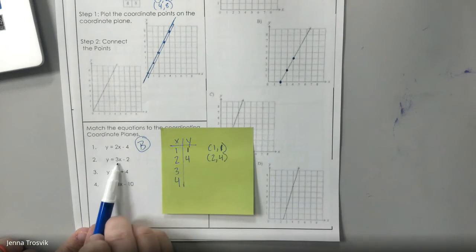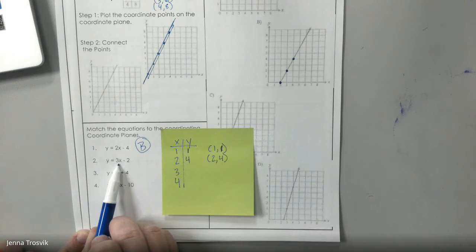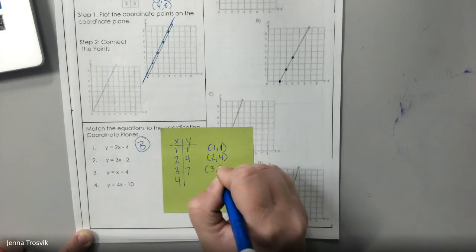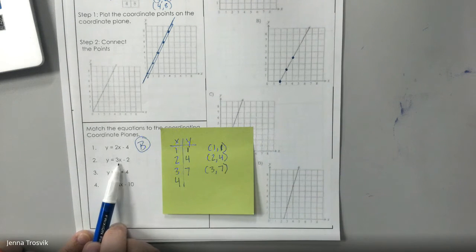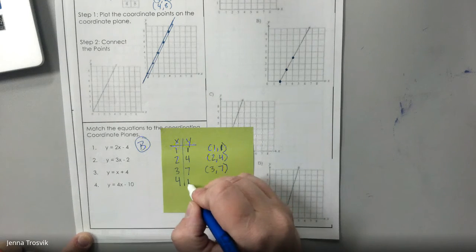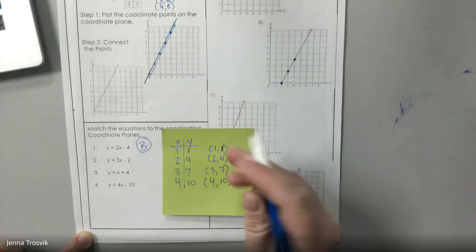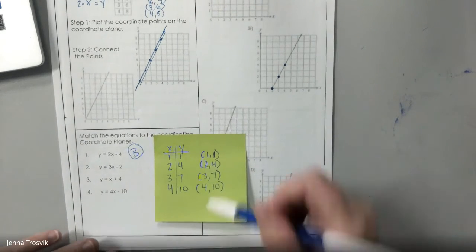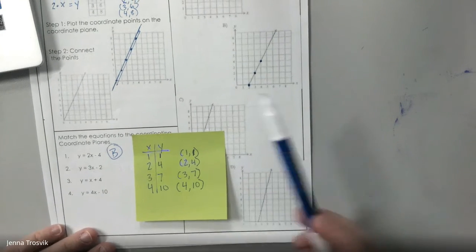If I put 3 in, that leaves me with 3 times 3, which is 9. Take away 2, which is 7. So my next ordered pair would be 3 and 7. And 4, if I put 4 in for X, I would have 12. 12 take away 2 would equal 10. So my last ordered pair would be 4 and 10. Now, all these dots might not be on the examples to the right, but we're looking for the one that has most of our dots on it, because some of ours go above or beyond what is on this graph.